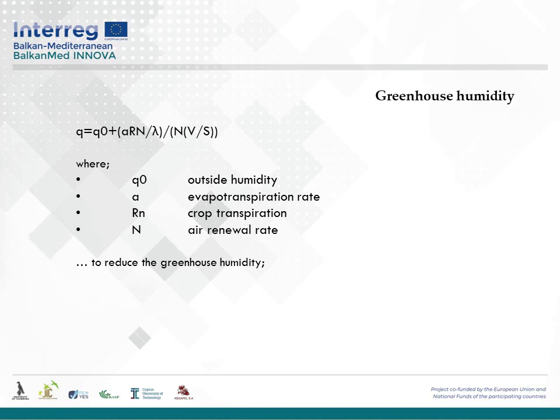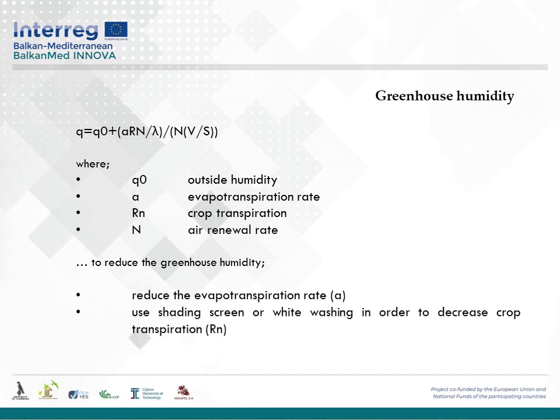And for example, if we want to reduce the greenhouse humidity, these steps could be taken: reduce the evapotranspiration rate, use shading screens or whitewashing in order to decrease the crop transpiration rate in hot sunny days, and increase the air renewal rate.